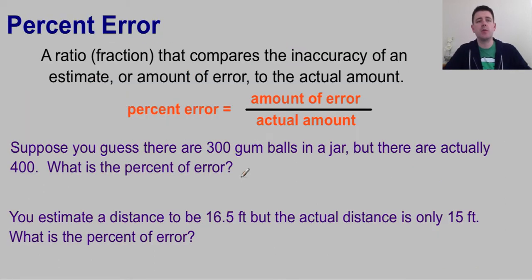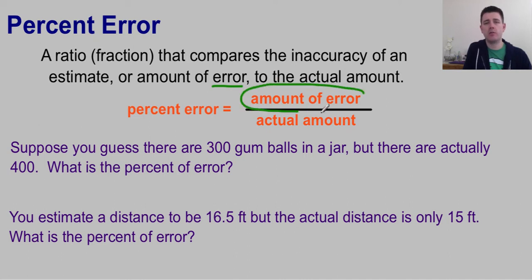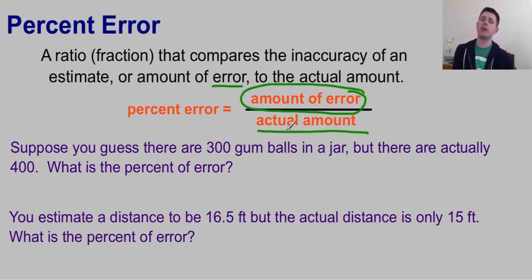So same thing with percent error. Again, it's just comparing the inaccuracy of an estimate or the amount of error. How much were we off by in our estimation? To do that, we take the amount of the error. So again, kind of the difference, kind of like we did last time. And then it always goes over the actual amount. So this time it's not the original or the starting amount, it's which number was the accurate amount. Which one was the honest answer instead of our estimate.